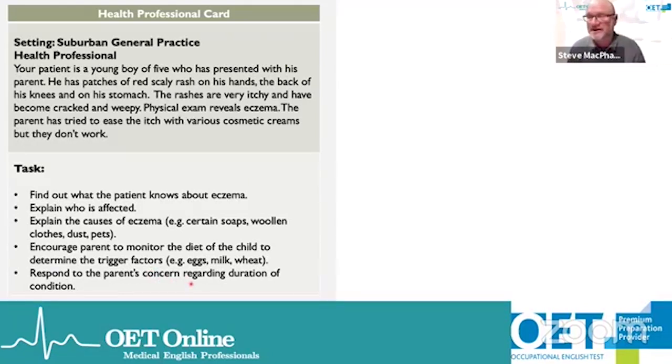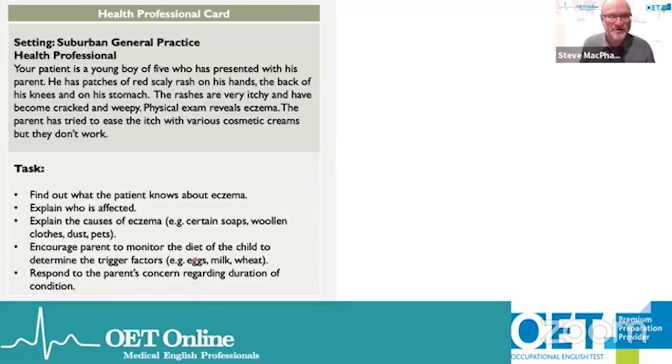So that's the card you'll be getting on exam day, and you'll have 3 minutes to read it, and you'll be taking notes and mentally preparing. A good strategy is to think about what questions you can ask to begin the role play. In real life, if a patient had eczema or the child of a carer had eczema, what would you ask to get details of the condition?